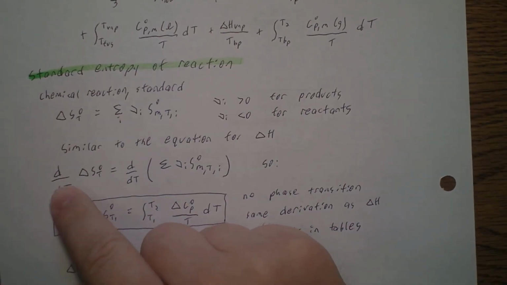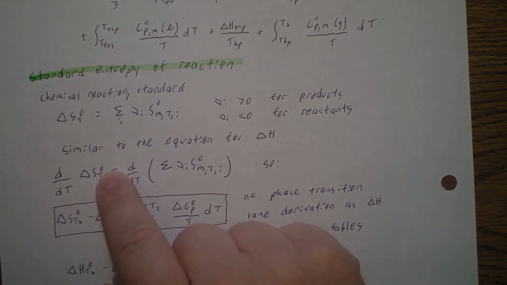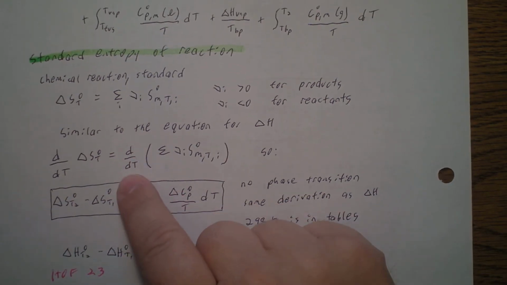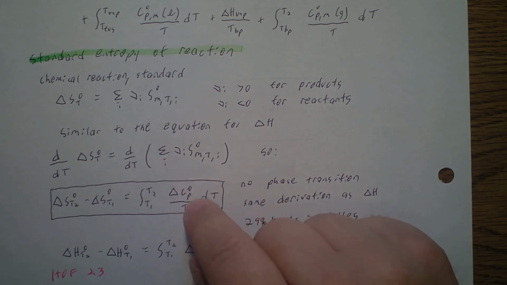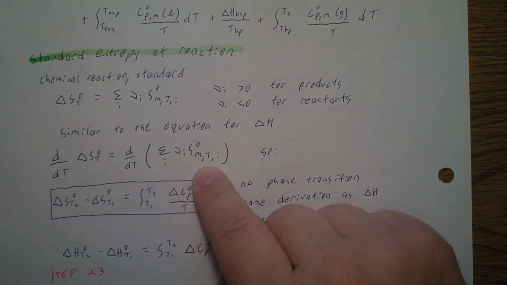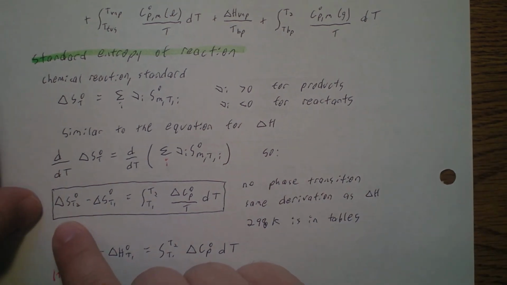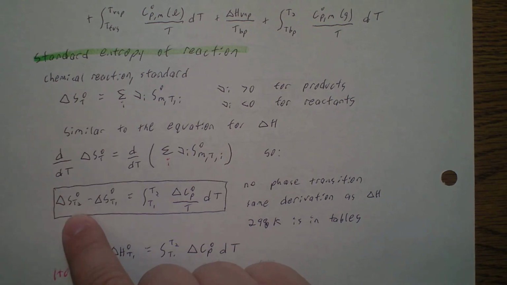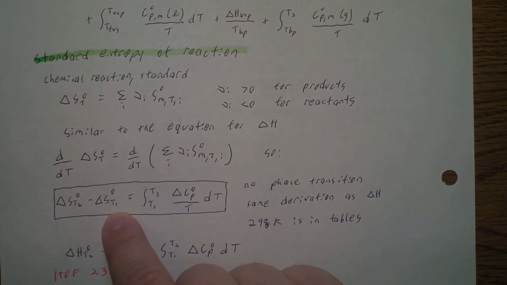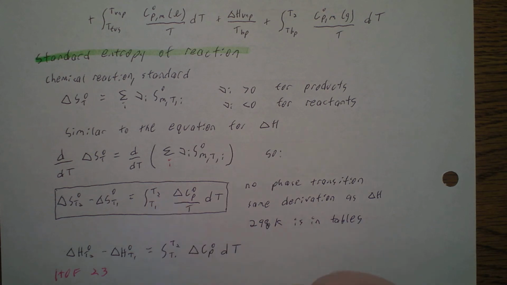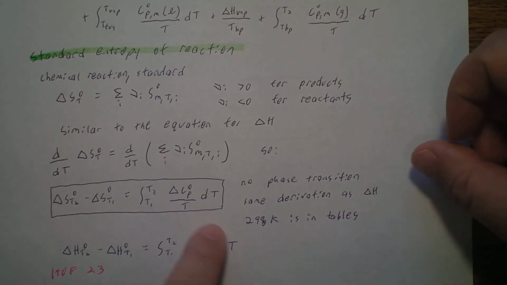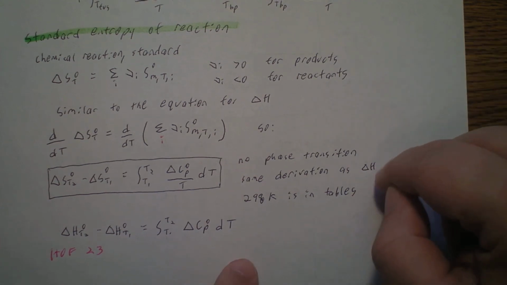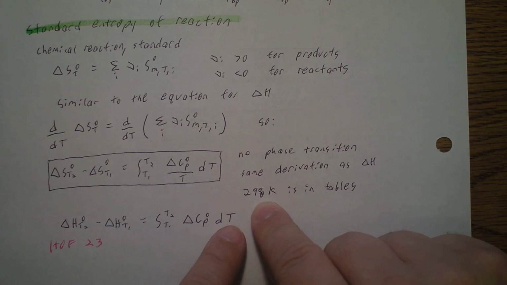So we have the derivative with respect to temperature of the change in entropy at that temperature in the standard state, and that's equal to the derivative with respect to temperature of the sum over substance i, of course you don't really have to specify it, of nu_i times the molar entropy in the standard state at the temperature of substance i. Therefore, we can say that the change in entropy at temperature 2 minus the change in entropy at temperature 1 in the standard state is going to be the integral from temperature 1 to temperature 2 of the change in the heat capacity in the standard state, constant pressure, divided by T dT. Of course, this assumes no phase transition, and this is the same derivation that we used for the change in enthalpy. And then the tables, they usually have 298 kelvins in tables.